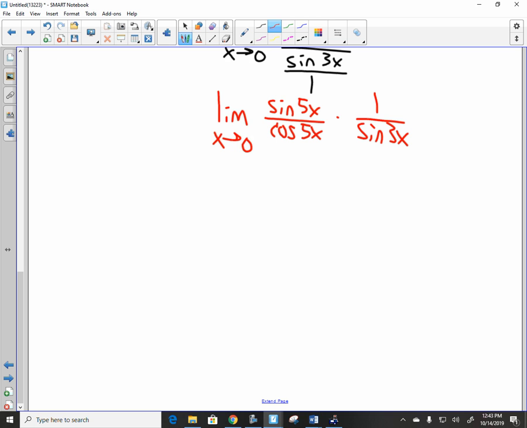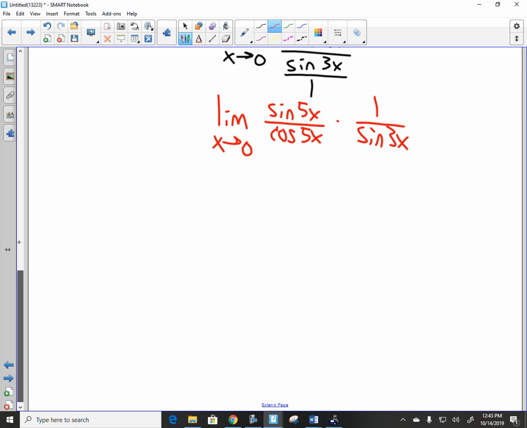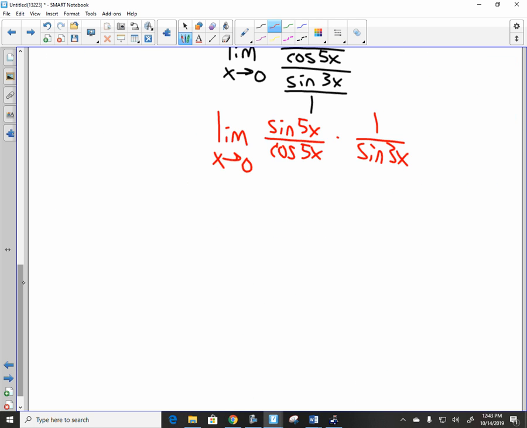So I don't want sine of 5x over cosine of 5x. What do I want in the denominator here? Oh, boy. I want 5x. Everybody agreed? So I'm going to multiply the top and bottom by 5x over 5x. Will that give me a 5x in the denominator? Yes. Here, I have 1 over sine of 3x. What would I like to have in the numerator? A 3x. So I'll multiply the top and bottom by 3x.